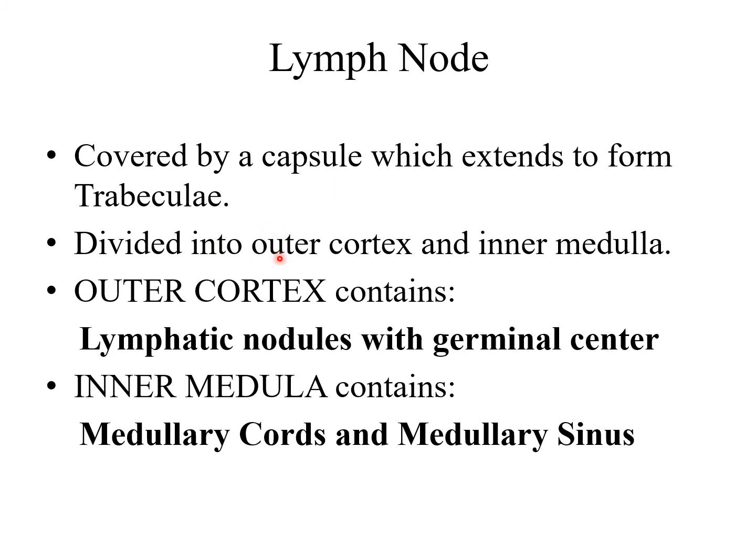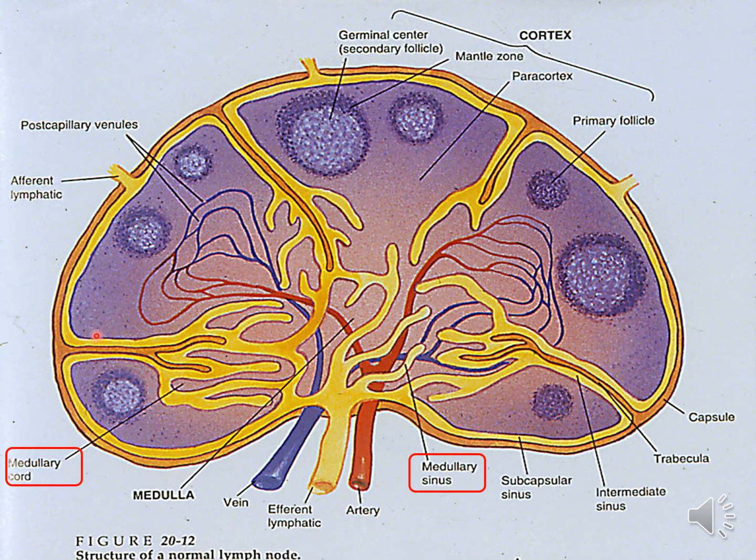And when we talk about the internal structure, we divide the lymph node into two portions: a peripheral outer portion which is known as the cortex, and an inner portion which is known as the medulla. The cortex contains lymphatic nodules with germinal centers, and the medulla contains medullary cords and medullary sinuses. Here in this schematic diagram we can see that this brown colored structure is the capsule, and from this capsule extensions are going in, which we name trabeculae.